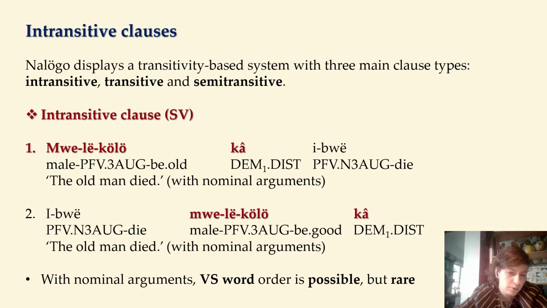Intransitive clauses display an SV word order. This is the basic one, as shown in example 1. So the old man died. It's also possible with nominal arguments to have the opposite word order, VS, as in example 2, but this is rare, at least in my data.